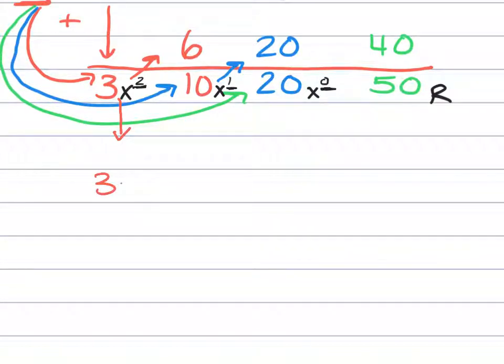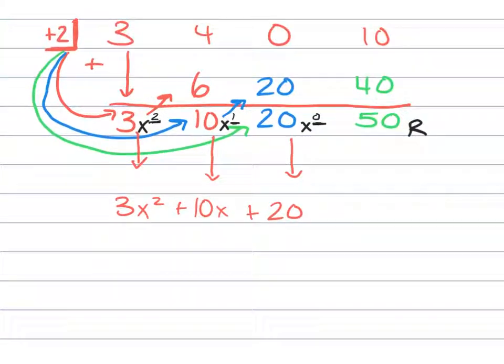Well, 3x squared can be simplified. It's just 3x squared. But what about 10x to the first? How could I rewrite that? Just as 10x. So that's a positive 10x. And what about this 20x to the 0 power? That's just 20. And then how do I write that remainder?